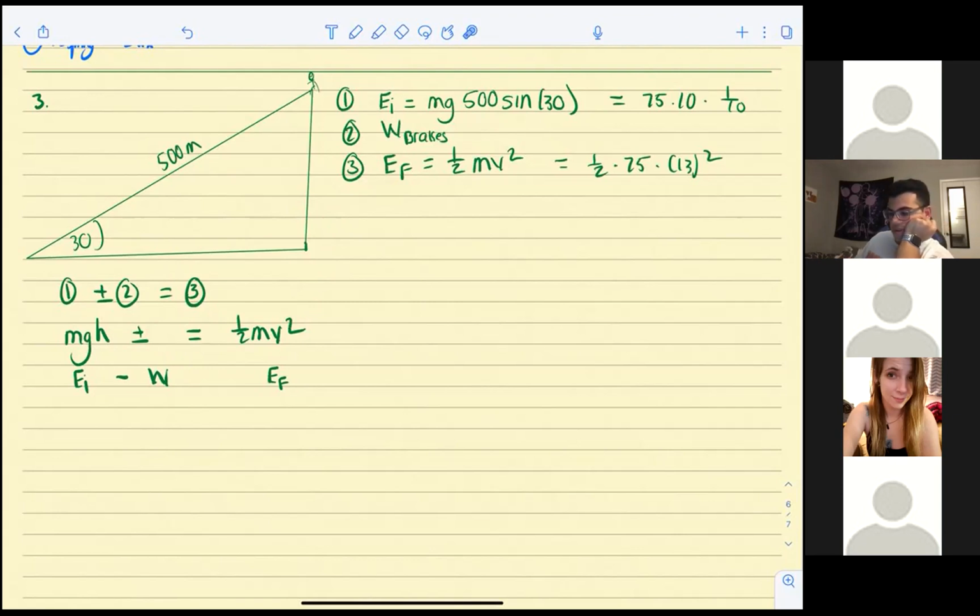Like I did work done by brakes plus work done by gravity. Never mind, I think this is much better. Remember, the work done by gravity and the gravitational potential energy are similar, right? Because the work done by gravity is the same as the gravitational potential energy. So you would kind of be right if you did that.